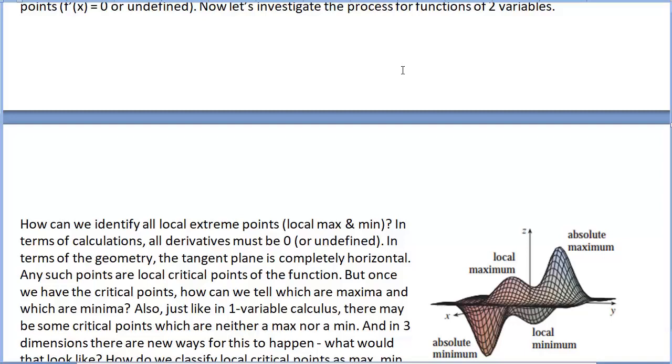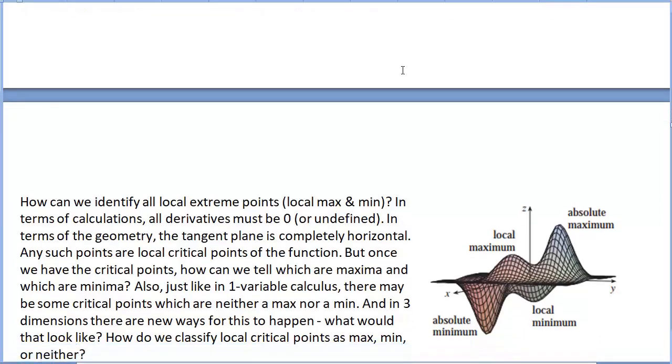Also, once we have a critical point, we're going to want to determine if it is a max or a min. And now in 3 dimensions, there are new ways for things to be either a max or a min or neither. So once we have our critical points, how do we classify them? So let's take a look.